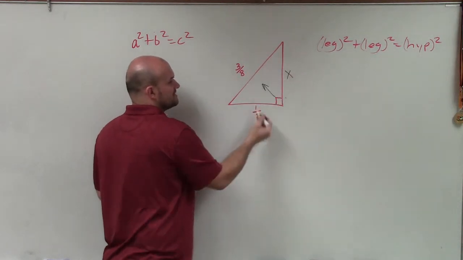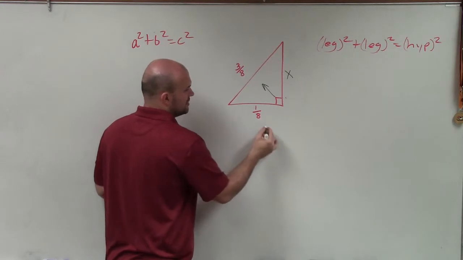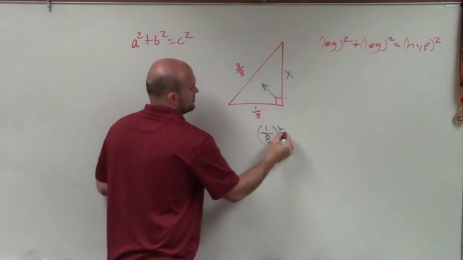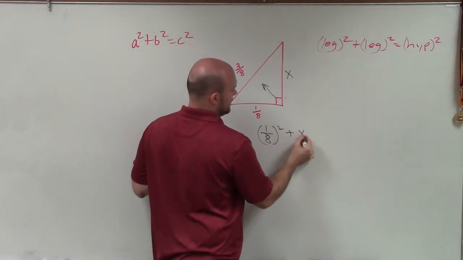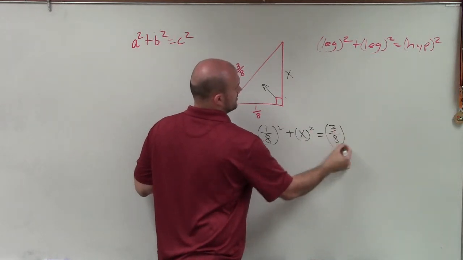So therefore, I'm going to want to take the sum of these two legs squared and set it equal to my hypotenuse squared. So I'll say 1/8 squared plus x squared equals 3/8 squared.